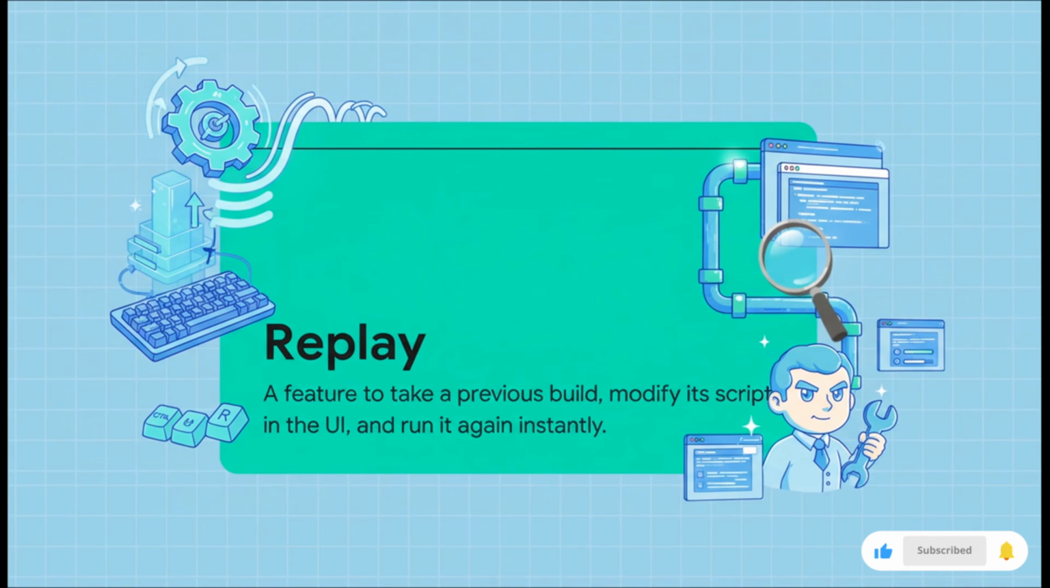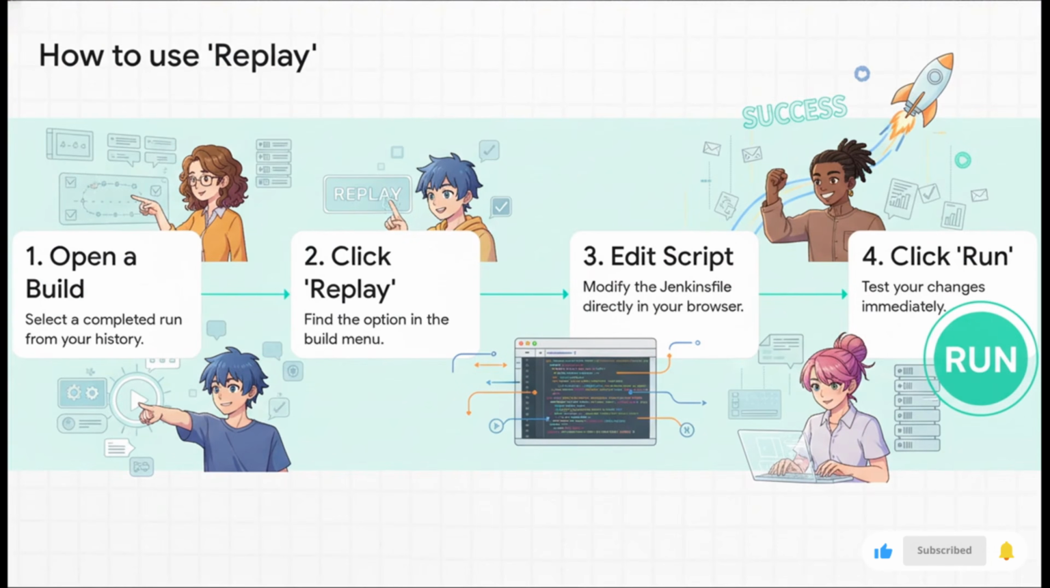Replay lets you take any completed build from your history, change its script right there in the browser, and then rerun it instantly. No git commit needed. And using it could not be simpler. You just find a build in your history, click the replay button, and boom, you get a text editor with the exact script from that run. You can make your changes, test a new command, fix a typo, whatever, and just hit run. You get instant feedback, which is perfect for debugging and iterating really, really fast.